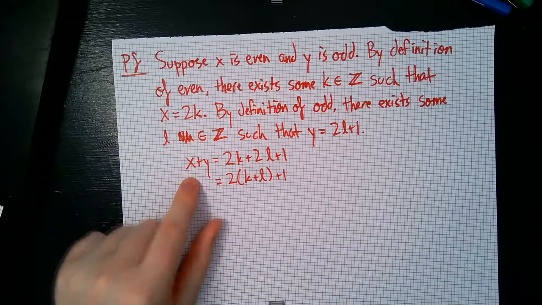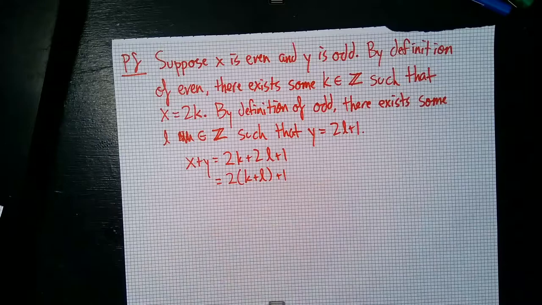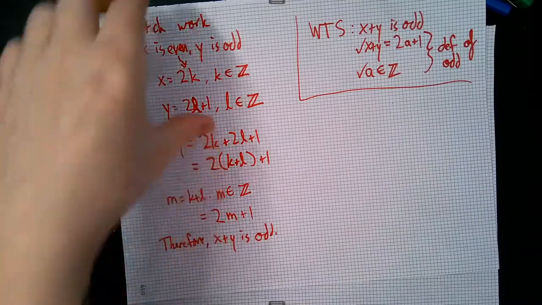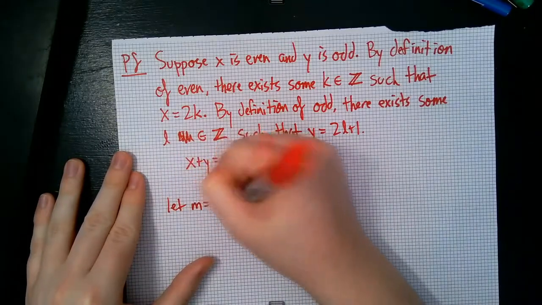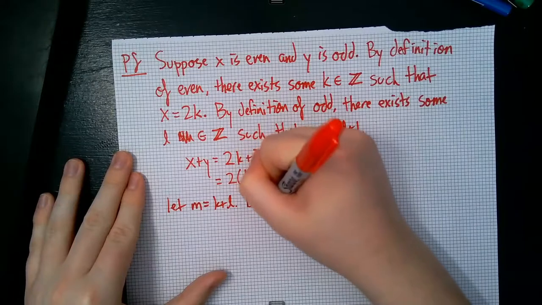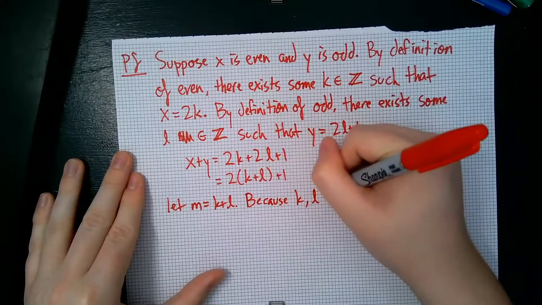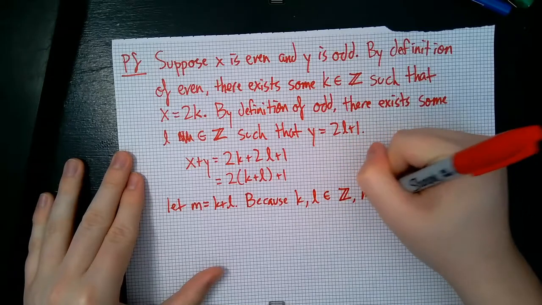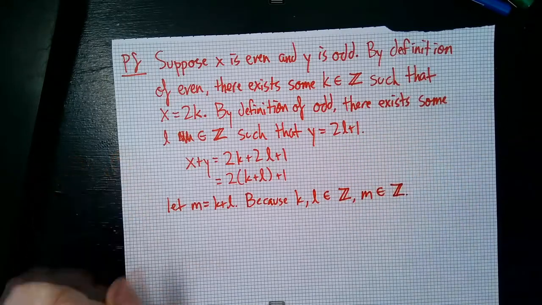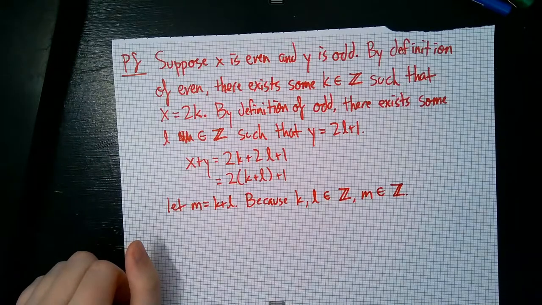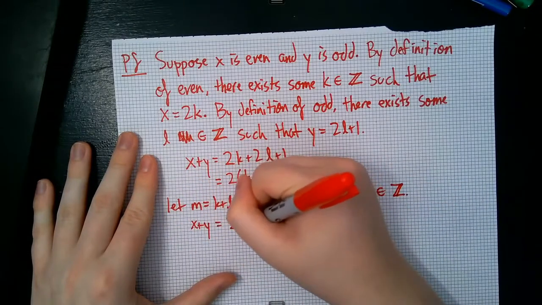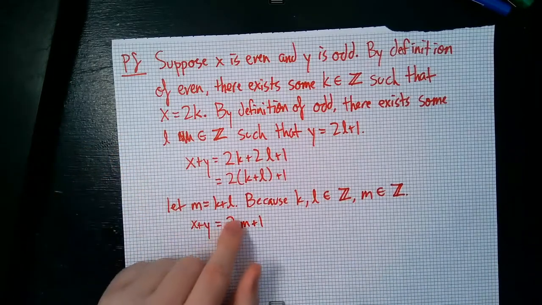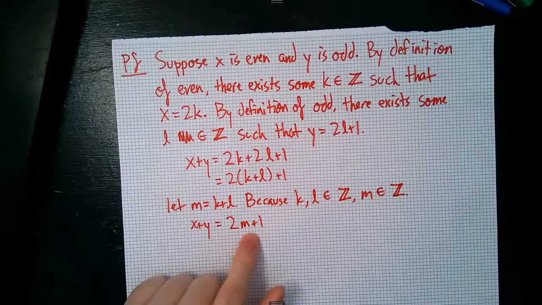So anyway, we have x plus y equals 2 times k plus l, plus 1. What I'll do now is I'll do that funky integer substitution thing here. So what we'll do is we'll say let m equal k plus l, because k and l are in the integers, m is an integer. So x plus y equals 2m plus 1. We have everything we need. We have that x plus y equals 2 times something plus 1, and that something is an integer.